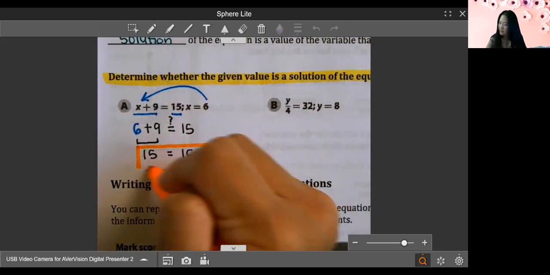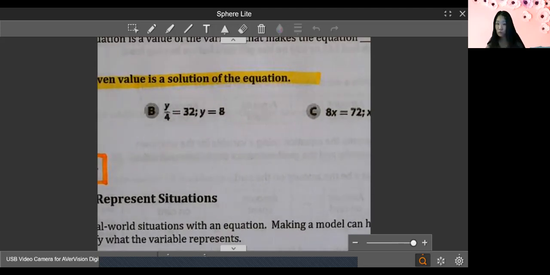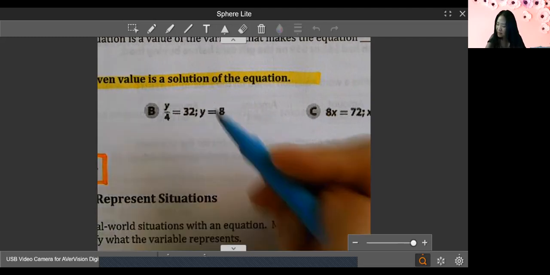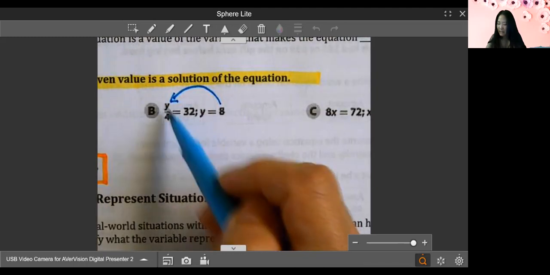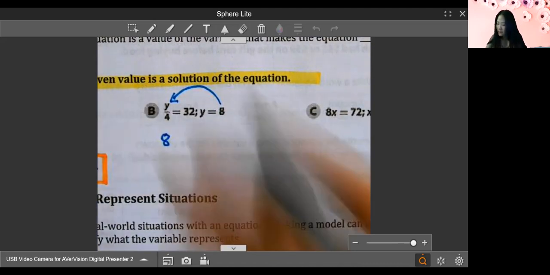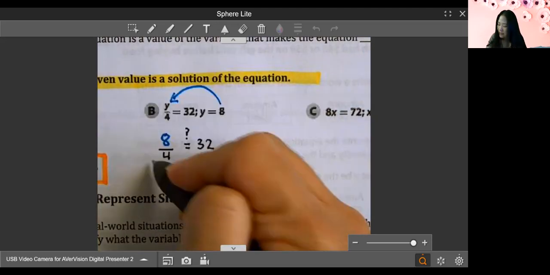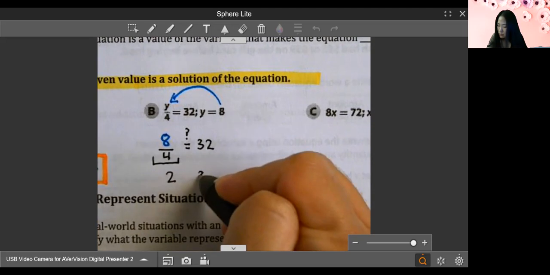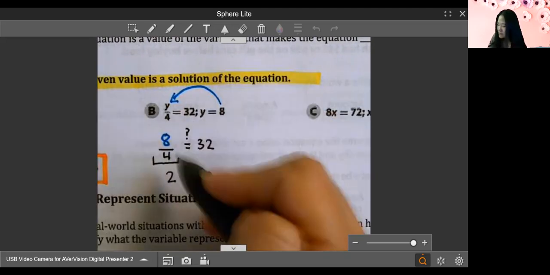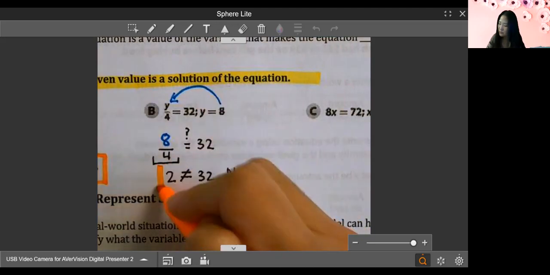Okay. Now, let's take a look at the next one. For B, it says y divided by 4 equals 32 when y is 8. Let's see if you substitute 8 for y and solve this side, is it equal to 32? That's what we want to find out. So substituting 8 for y, I'm going to write 8 divided by 4. Is it equal to 32? Well, let me solve. 8 divided by 4 is 2. And 2 and 32 are not equal. Here's the symbol that represents not equal. So, no, it is not a solution. 8 is not a solution for this equation.